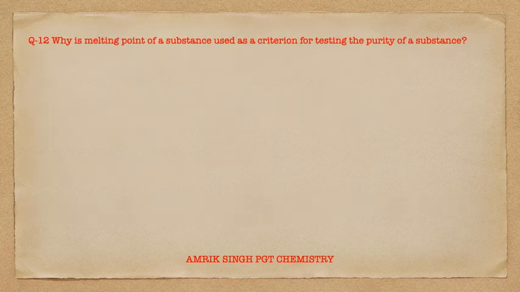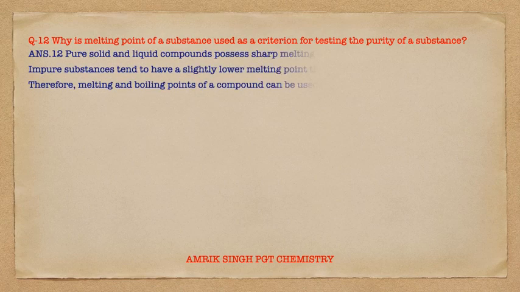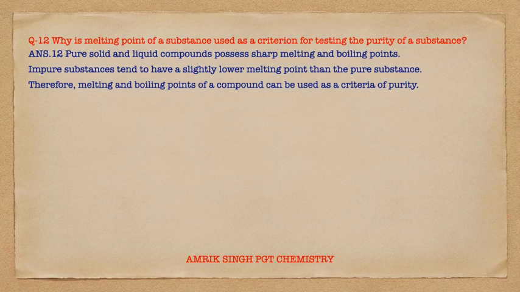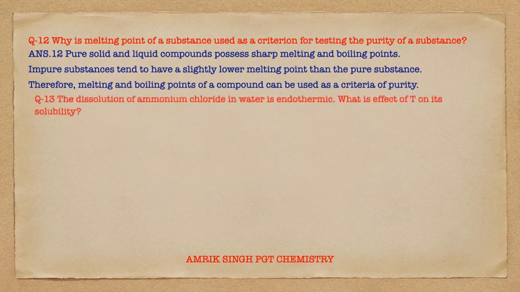Question number 13. Why is the melting point of a substance used as a criterion for testing the purity of a substance? Pure solid and liquid compounds possess sharp melting and boiling points. Impure substances tend to have slightly lower melting points than the pure substance. Therefore, melting and boiling points of a compound can be used as a criterion of purity.